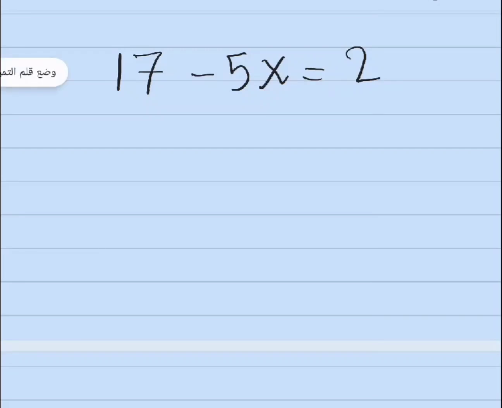Here's another example. Let's try a similar example, but slightly different. So let's say that 17 minus 5x is equal to 2. If that's the case, what is the value of x? So what do you think we need to do in this problem? Well, we need to get rid of the 17 first. On the left, we have positive 17. So we need to begin by subtracting both sides by 17.